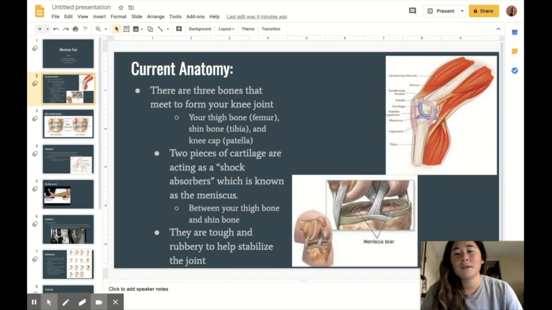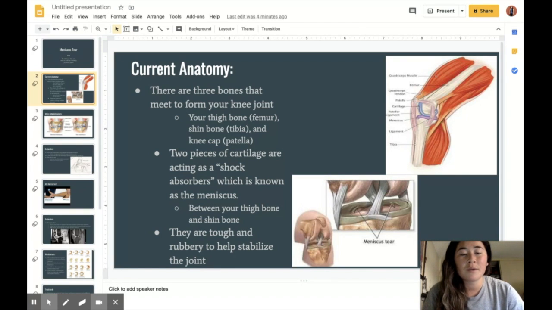The current anatomy: there are 3 bones that meet to form your knee joint, which is your thigh bone, your femur, your shin bone, which is your tibia, and the kneecap, which is your patella. The meniscus is 2 pieces of cartilage that act as shock absorbers between your femur and your tibia. They're tough and rubbery to help stabilize the knee joint.